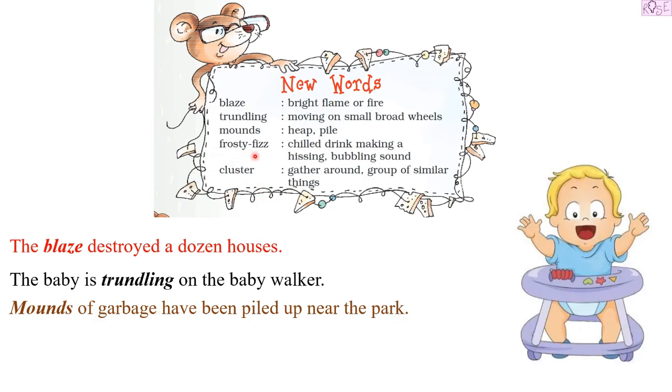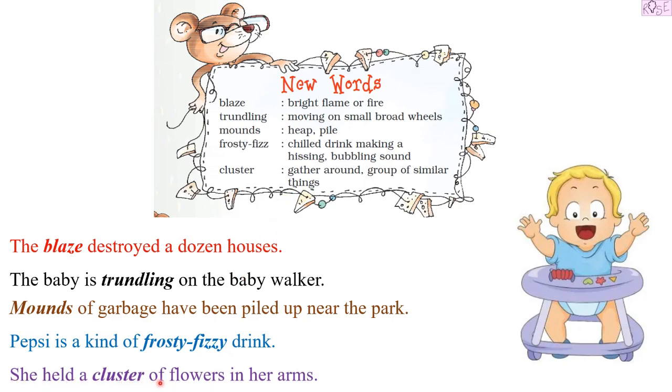Next is frosty fizz. Pepsi is a kind of frosty fizzy drink. And last we have cluster, which means group of similar things or gather around. She held a cluster of flowers in her arms. So what were the similar things? Flowers. So these are the 5 sentences, and in each sentence we use these new words.